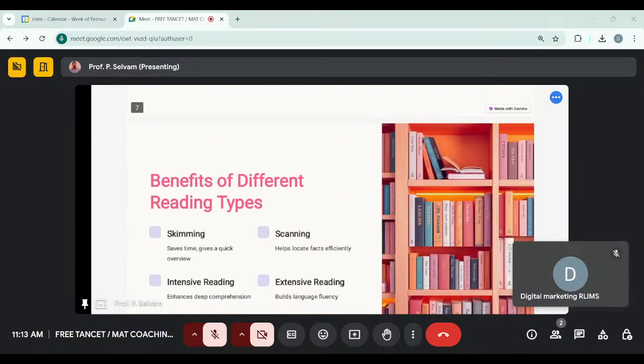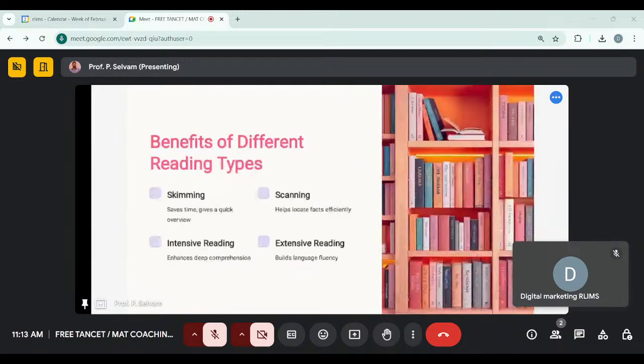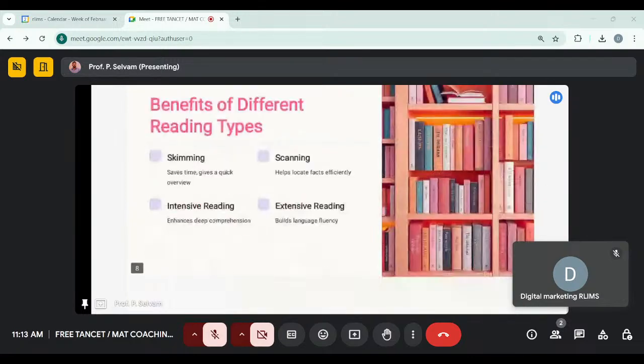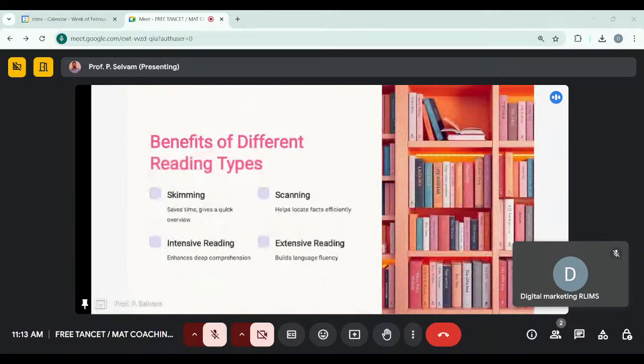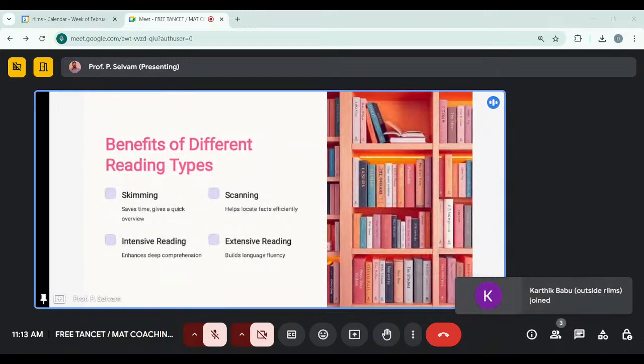Now, what is the benefit? I have told you about the four different types of reading. Now I need to tell you the importance, or what kind of benefits you can get by adopting these techniques.